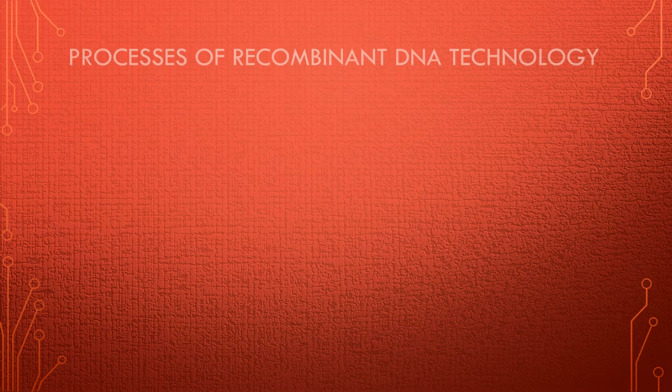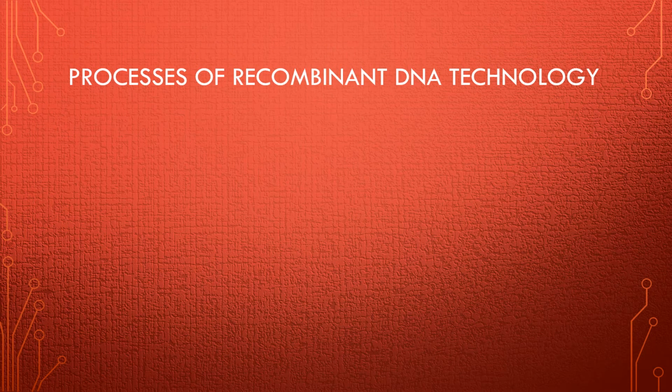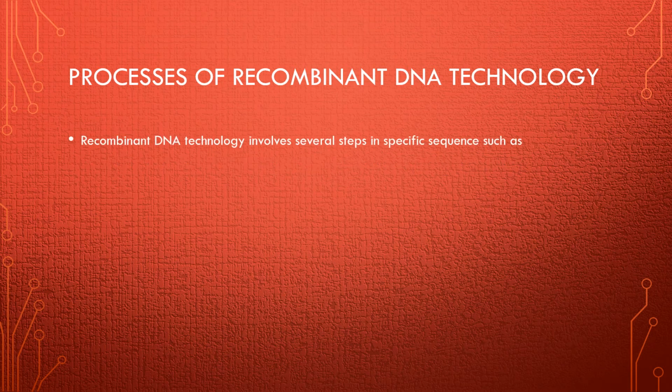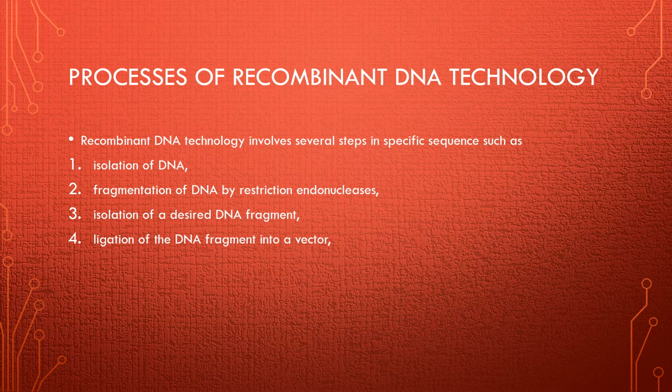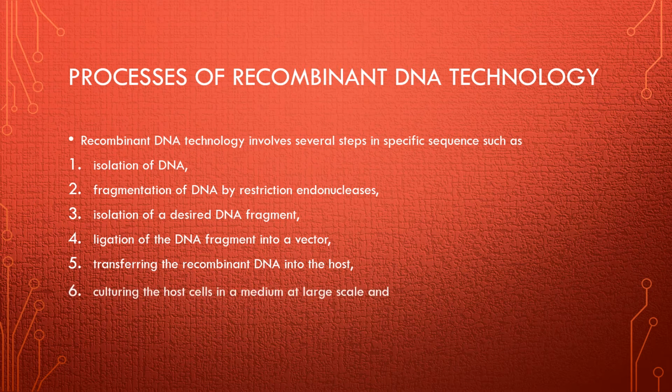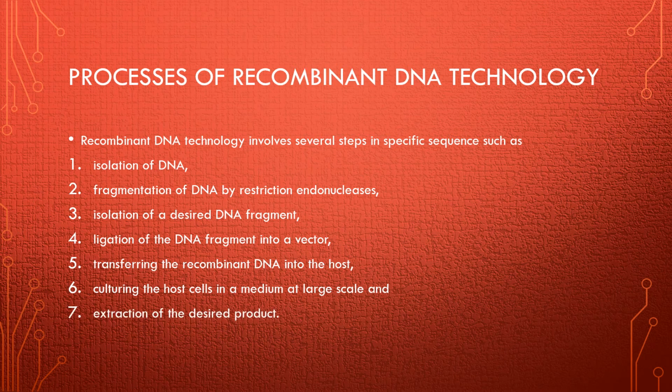Let's look into the processes involved in the recombinant DNA technology. Recombinant DNA technology involves several steps in specific sequence such as isolation of DNA, fragmentation of DNA by restriction endonucleases, isolation of a desired DNA fragment, ligation of the DNA fragment into a vector, transferring the recombinant DNA into the host, culturing the host cells in a medium at large scale, and extraction of the desired product. Let's examine each of these steps in some detail.